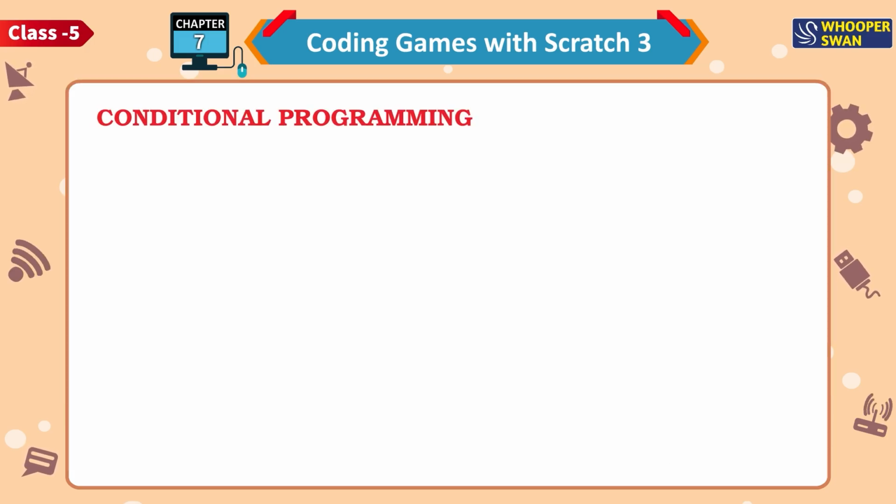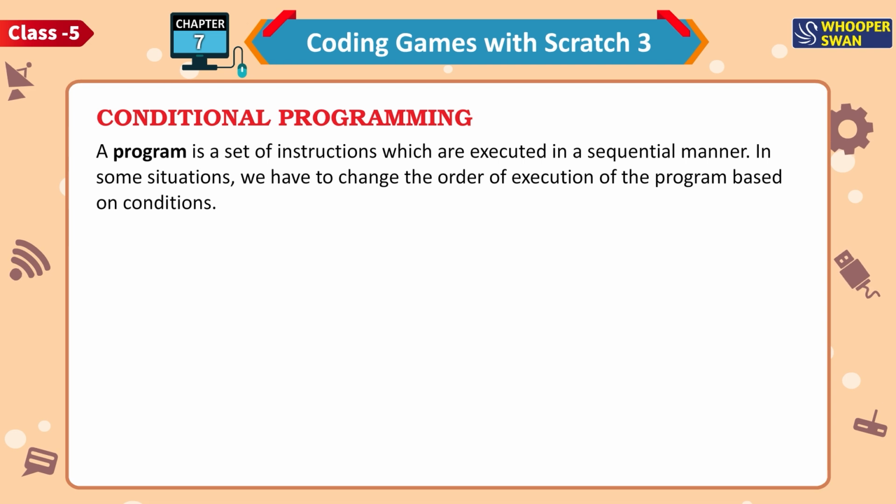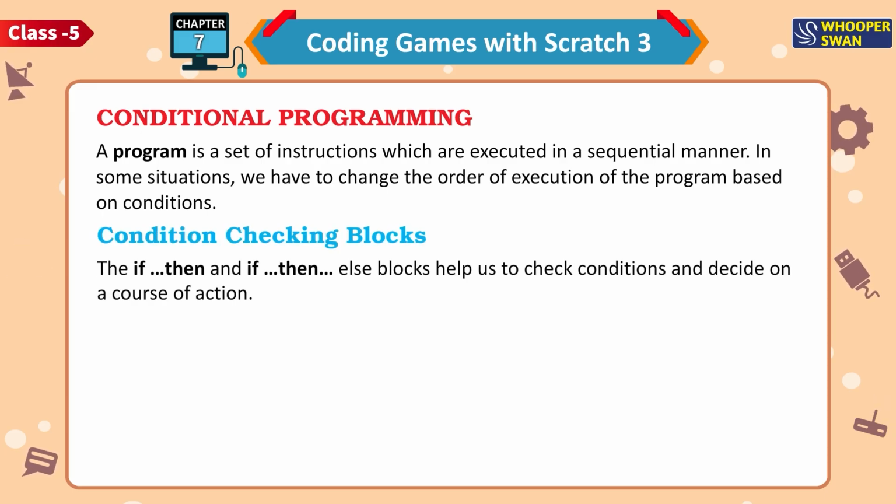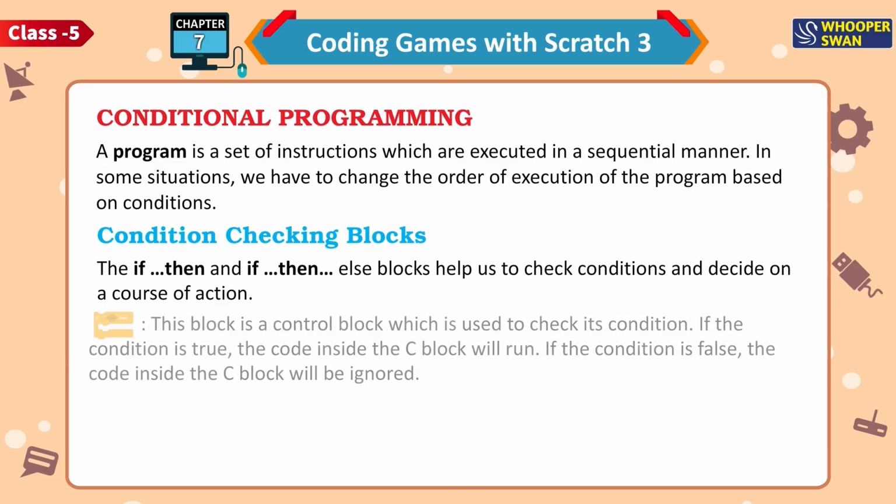Conditional programming. A program is a set of instructions which are executed in a sequential manner. In some situations, we have to change the order of execution of the program based on conditions. Condition checking blocks. The if-then and if-then-else blocks help us to check conditions and decide on a course of action.